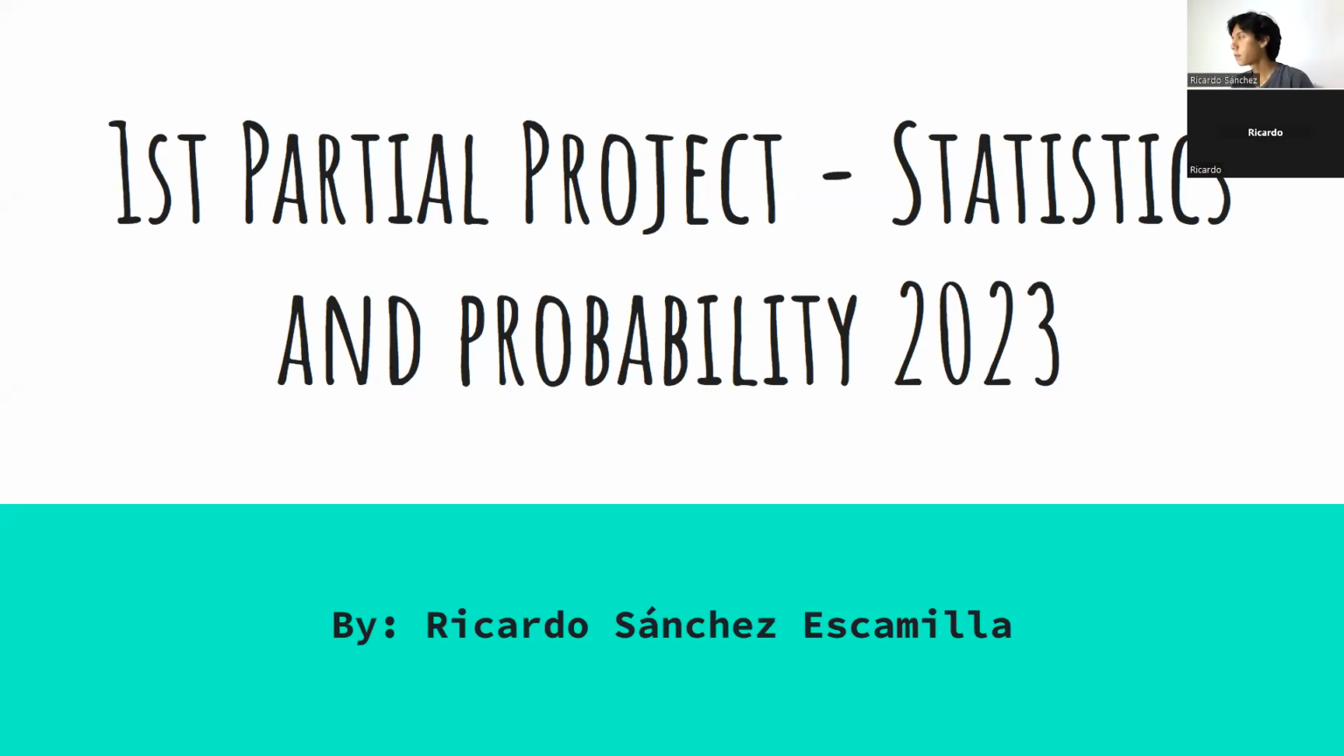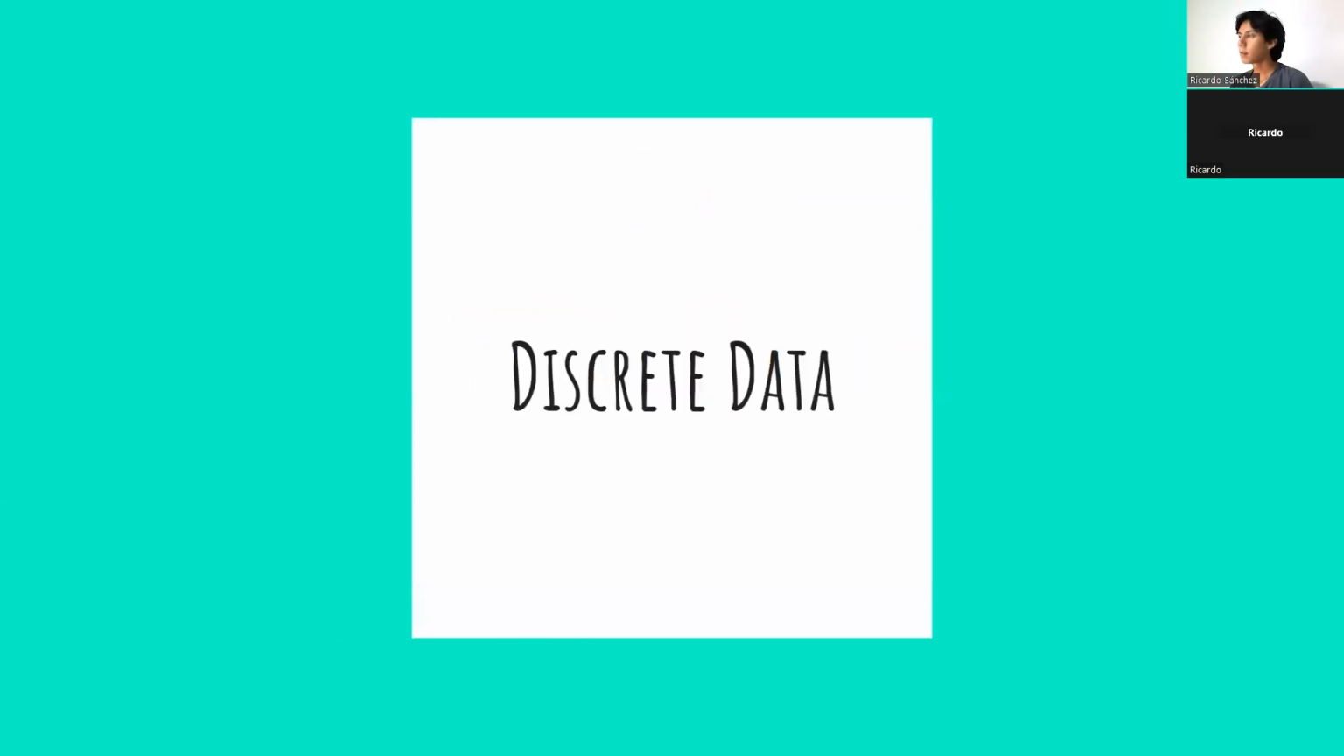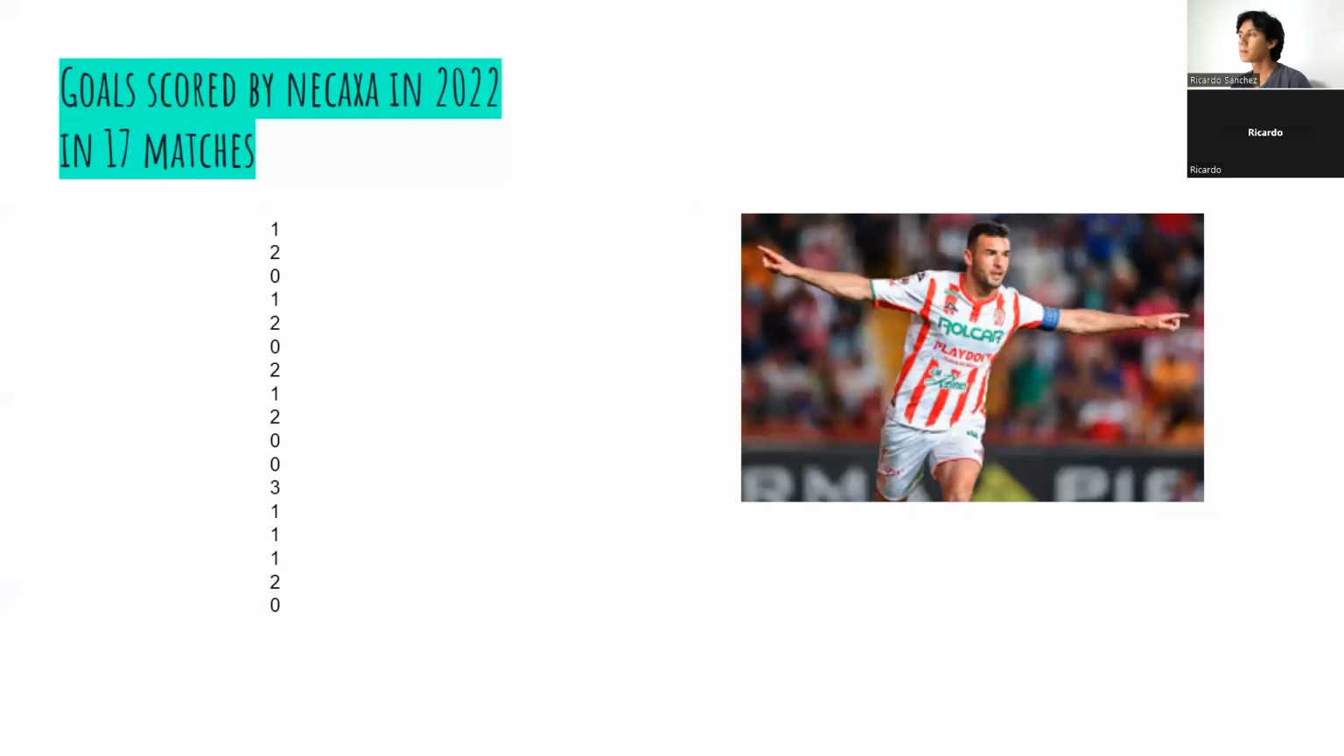Here's the Partial Project, Statistics and Probability 2023. In my script data, I used goals scored by Necaxa in 2022 in 17 matches. In my case, I have the state of Aguascalientes, and Necaxa is from Aguascalientes, so I use this.